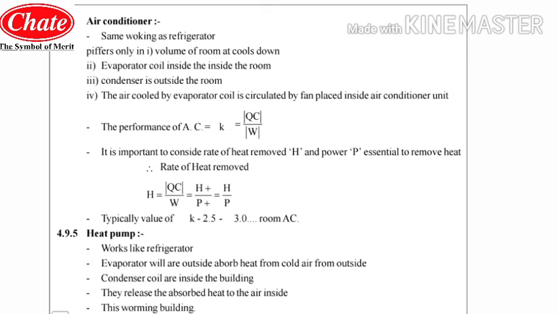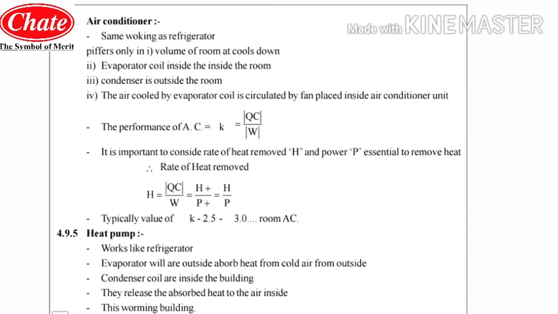The evaporator will extract the heat of each and every object which is inside the room, and the condenser coil which is outside the room will release the heat outside the room, and it will maintain the space or the room at the desired and required temperature, as we can control it with the remote.